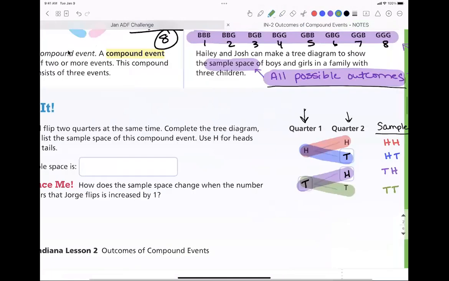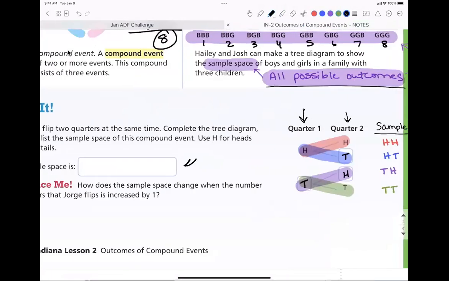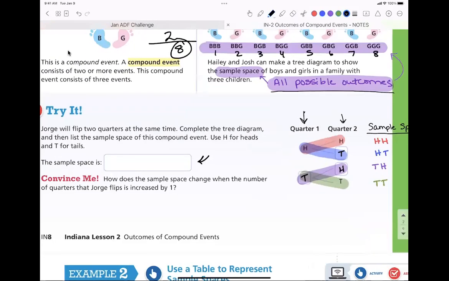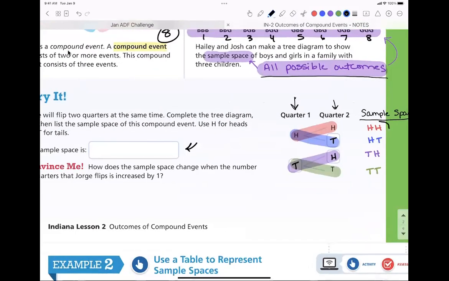So that is what you would come over here and put as your answer. Where it says list your sample space, go ahead and do that. That's these right here. So heads, heads, heads, tails, tails, heads, and tails, tails. Okay, are we good with sample space? It's really just a mathy term that means total number of possible outcomes, okay?